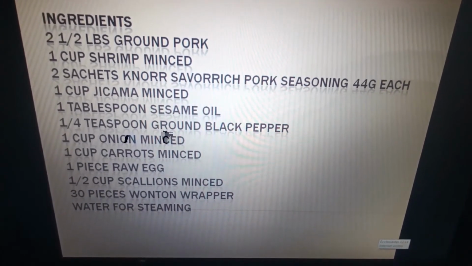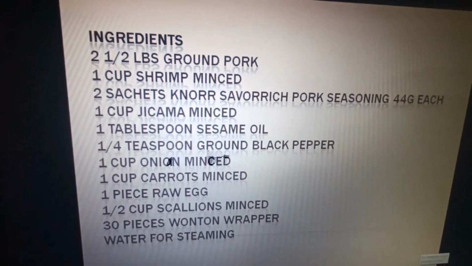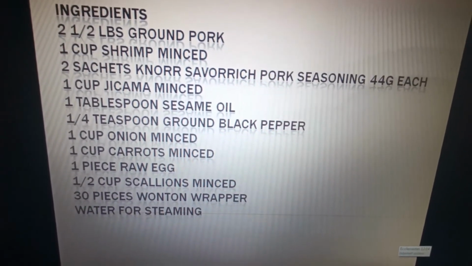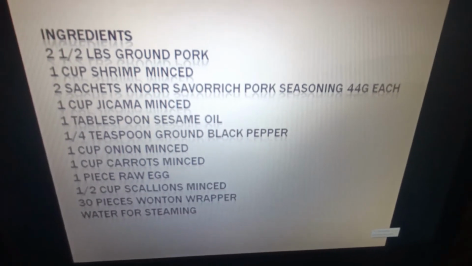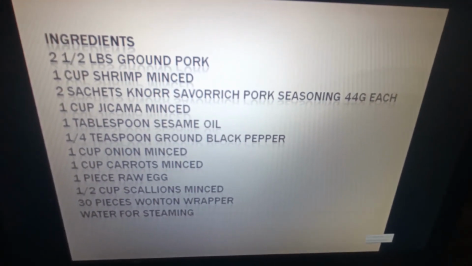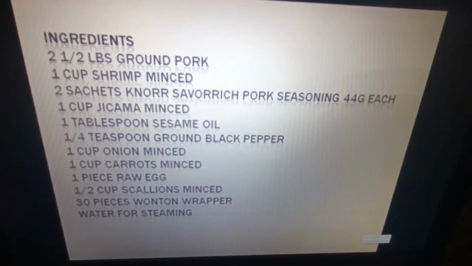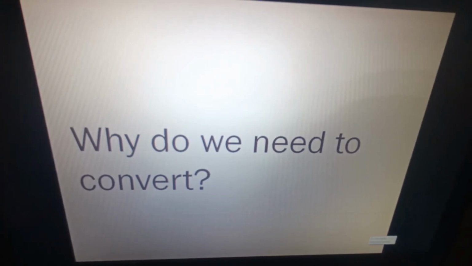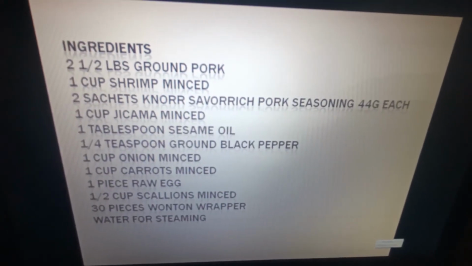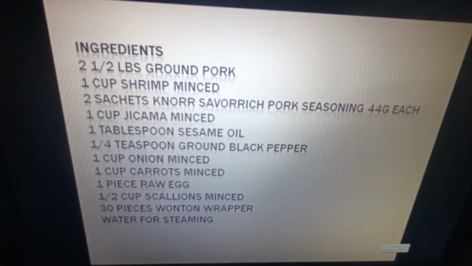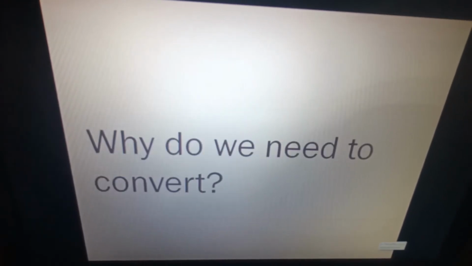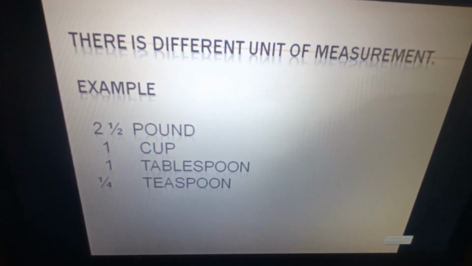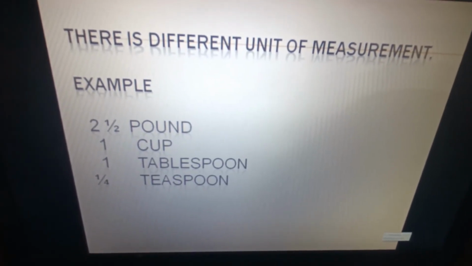Bea was so shocked that she was not able to understand the measurements used in these ingredients. So now, let's study the significance of conversion in measurement of ingredients. Why do we need to convert? As you can see in the example ingredients here, there are different kinds of units of measurements being used. Example, 2.5 pounds, cup, tablespoon, and teaspoon.